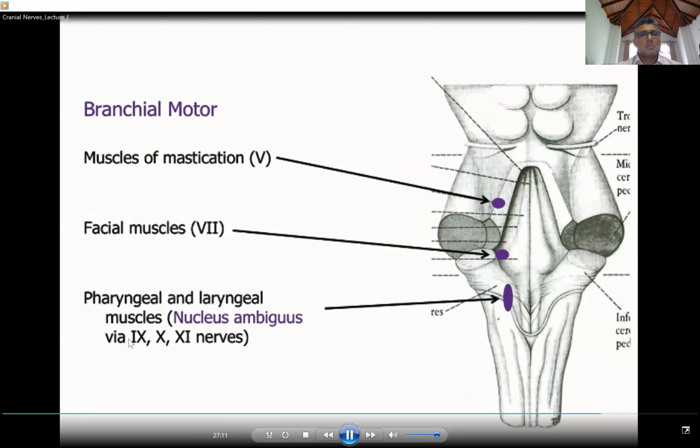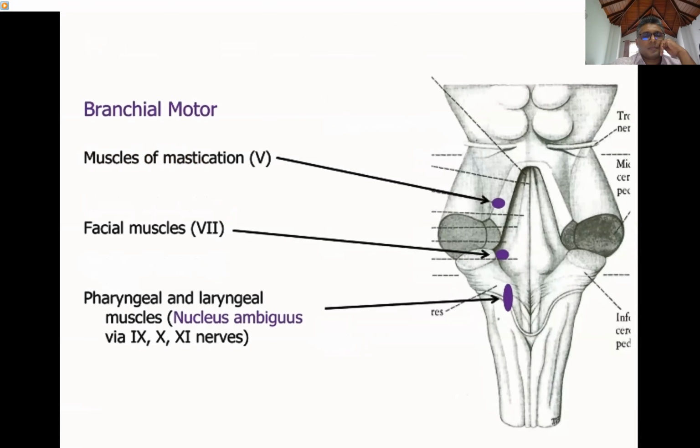Branchial motor component is found in the mandibular division of the trigeminal nerve, facial nerve, and 9, 10, and 11 cranial nerves. Mandibular division of the trigeminal nerve supplies the muscles of mastication through its branchial motor component. The branchial motor component of the facial nerve supplies muscles of facial expression. The branchial motor component of the 9, 10, and 11 cranial nerves supply pharyngeal and laryngeal muscles.